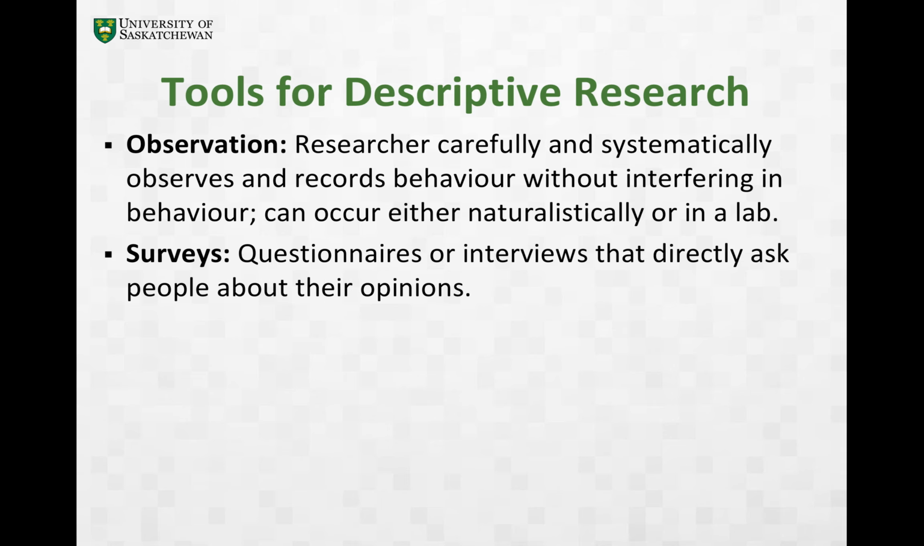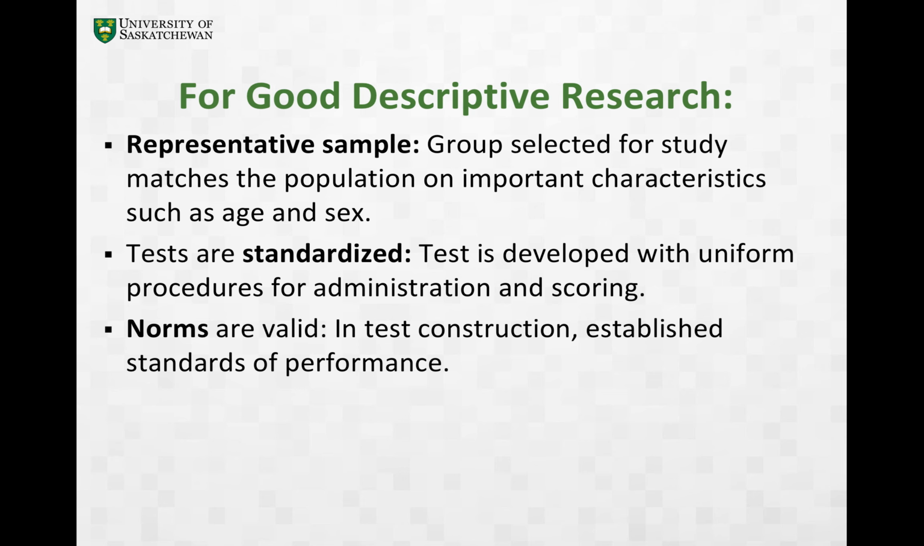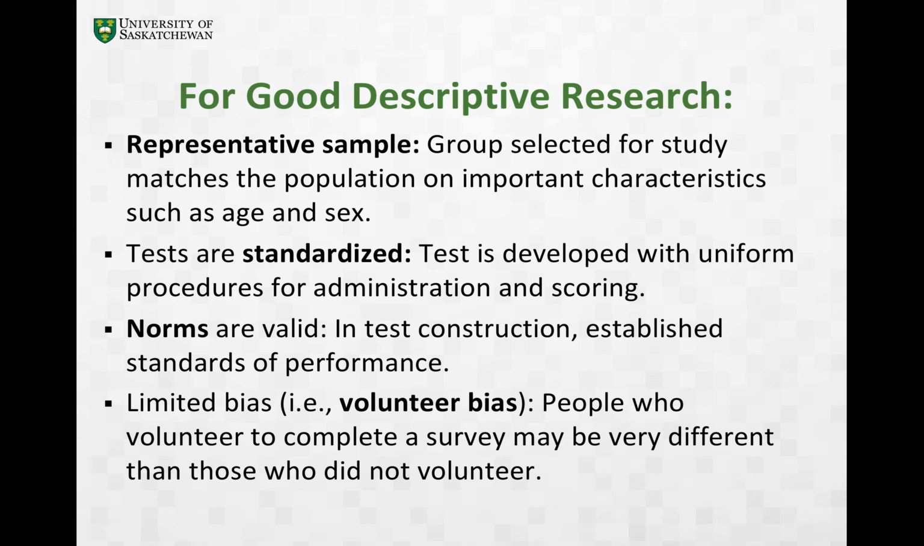We also want to make sure that if we're using tests, that we're using tests with norms that are valid. And so a norm is an established standard of performance. And again, as is going to be a big theme throughout this little chat, we want to limit bias. So one particular type of bias is something we call volunteer bias. So people who volunteer to complete a survey may be very different from those that did not volunteer. In other words, we're missing some important voices. So we want to make sure that we are not biasing our results by saying, well, these people who volunteered, this is the final say on it. We have to recognize that in selection of people, we can sometimes incidentally have bias.